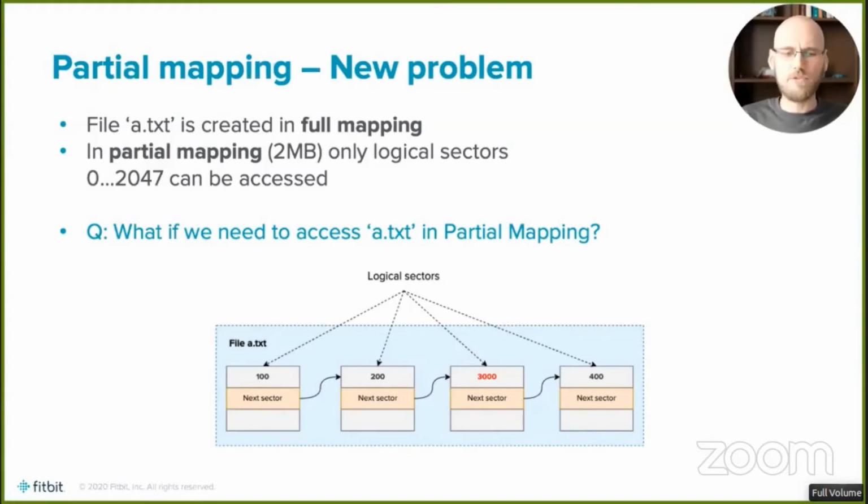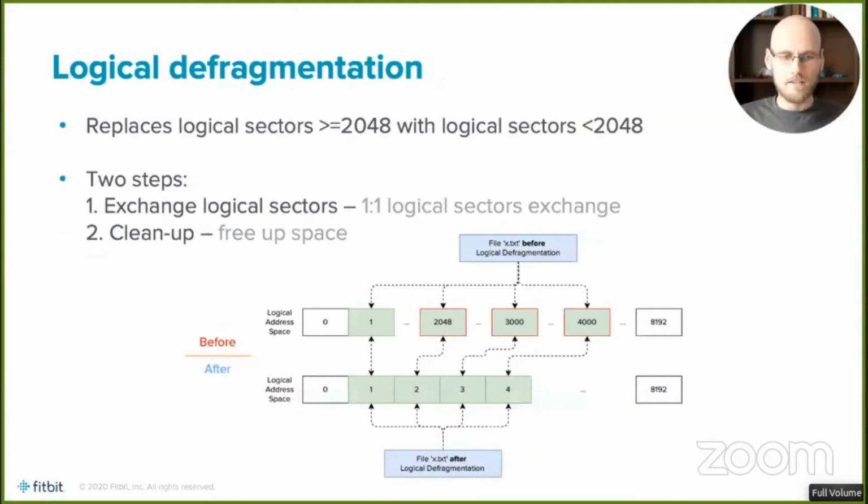But what if we really need to access this file in partial mapping? The solution we have implemented to resolve this new problem is called logical defragmentation. Basically, what it does is bring all files that must be available in partial mapping to the beginning of the flash, and by flash I mean the logical space, the area that is covered by partial mapping. It can differentiate between files that must be accessed from partial mapping and files that will be accessed only from full mapping. How does it do that?